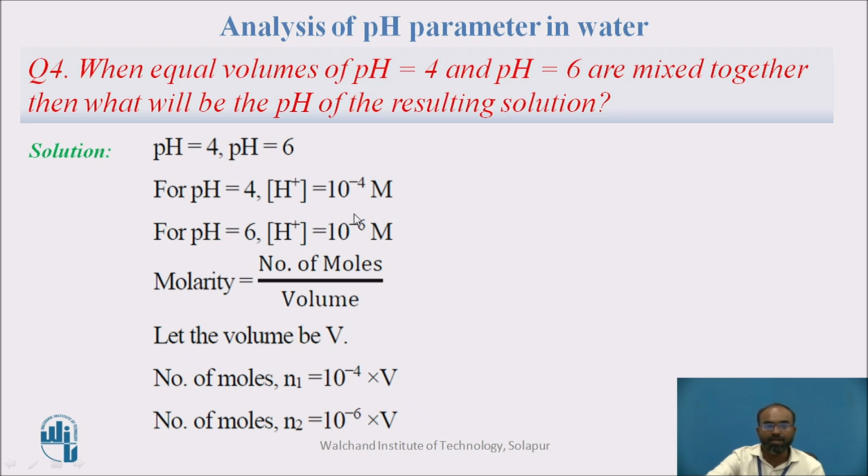So I know the molarity from the upper part, and I know the volume which I have considered to be V. Just cross multiplying, I will get number of moles for sample 1, that is N1, to be 10 raised to minus 4 multiplied by V. Similarly for sample 2, that is N2, 10 raised to minus 6, the concentration of H plus ions or molarity, multiplied by volume, that is capital V. So I know the number of moles.